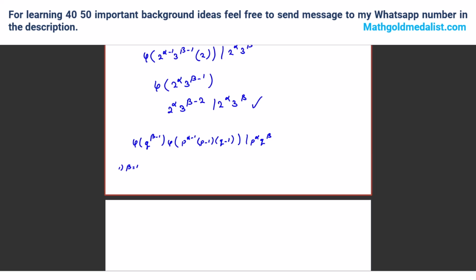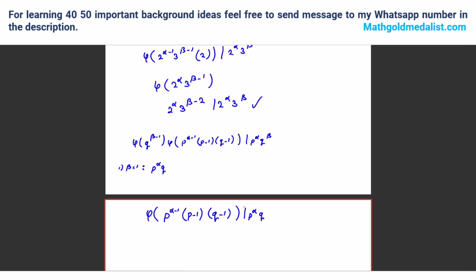Let me tell you something. So here, beta is 1. So the form of our number is what? The form of our number is p raised to alpha q. Exactly. So here it will be 1, right? Right. So we know p to the alpha minus 1, p minus 1 times q minus 1 divides p to the alpha q to the beta, or q, right?